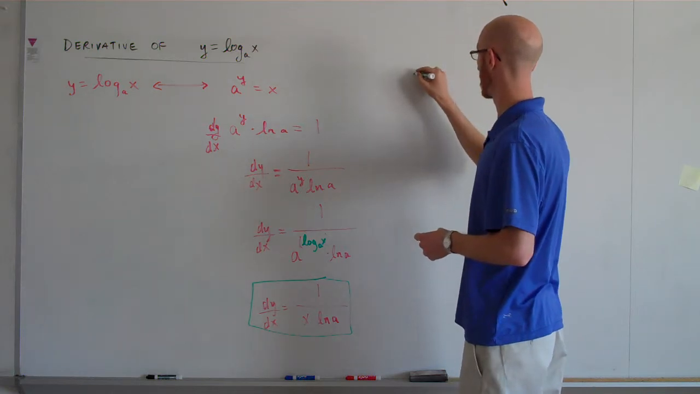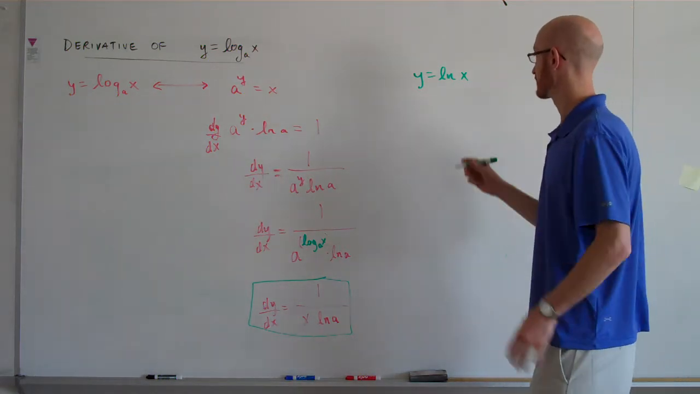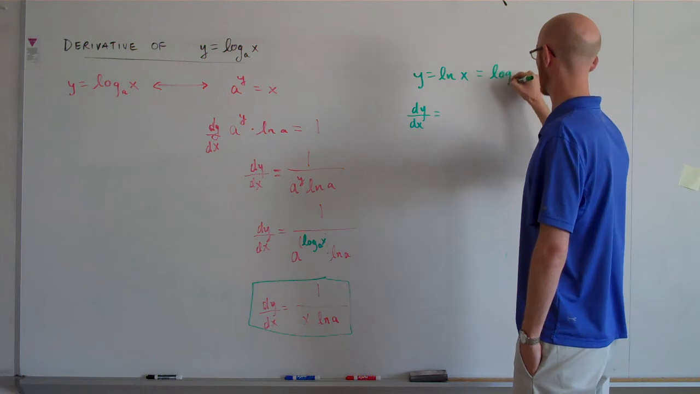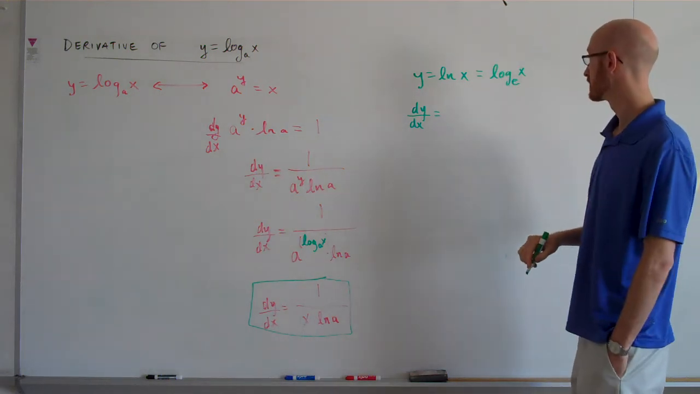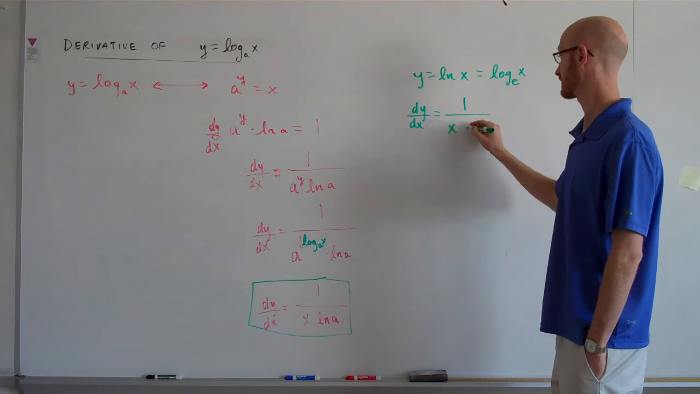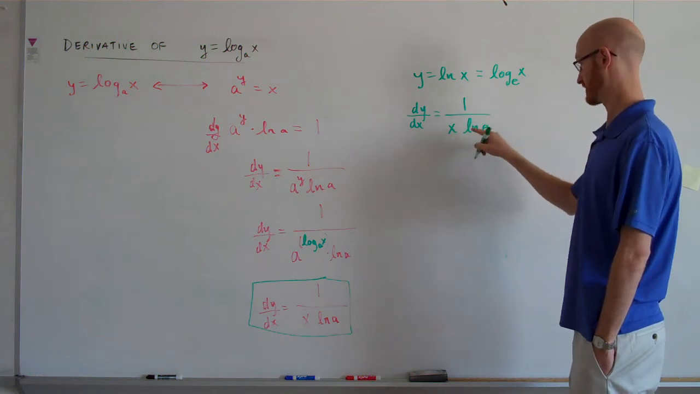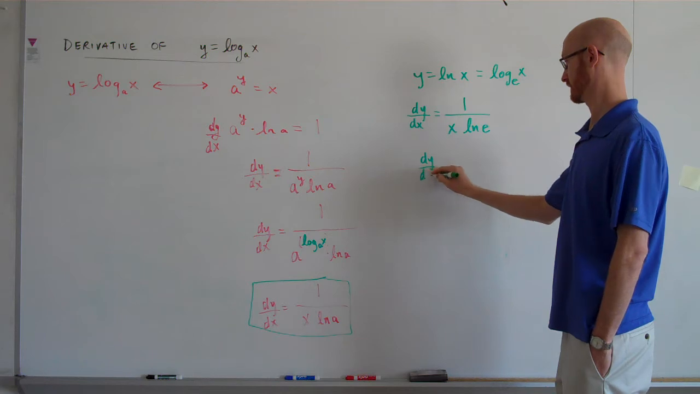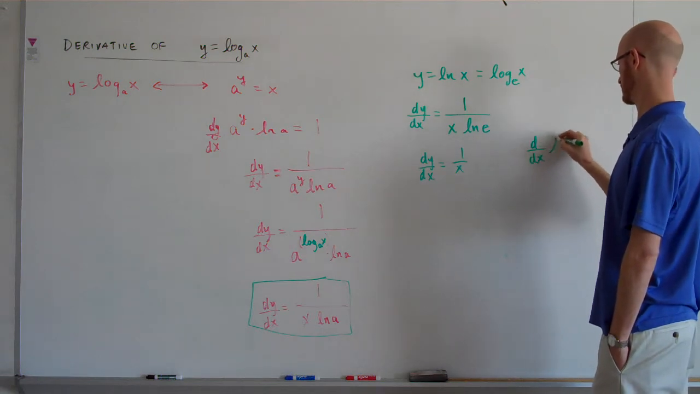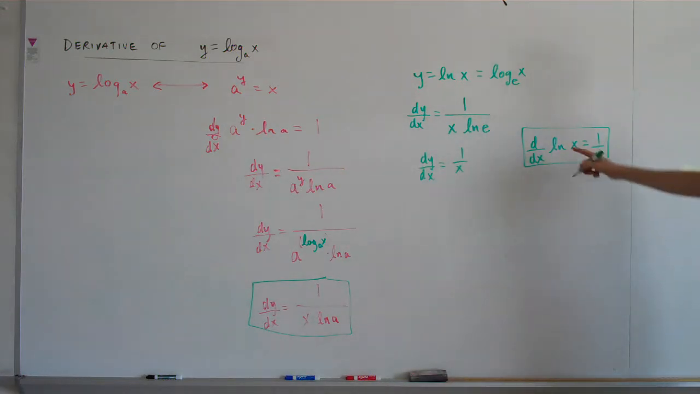Let's do natural log of x. With natural log of x, dy/dx, following that pattern, remember that natural log of x is really log base e of x. So the derivative of it says that it's 1 over x times natural log of the base, which is e. That is 1, so the derivative of the natural log function, which is an important result, is 1 over x. So this is something you definitely want to take note of. Derivative of natural log of x is 1 over x.